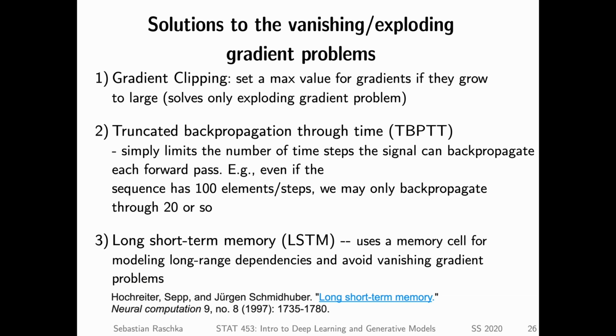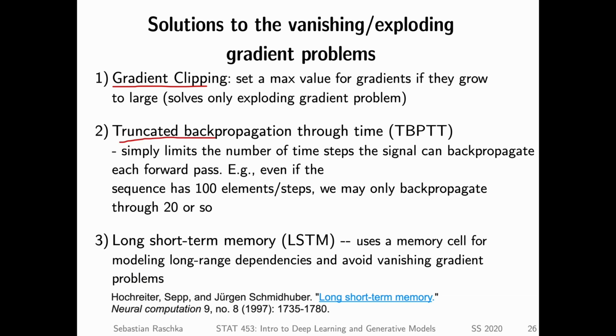So the first method would be gradient clipping. That simply means that we set a max value for the gradients, and if the gradients are larger than that, we just clip the gradients. We make them smaller by just setting a maximum threshold. So for example, you can say the gradients can never be greater than 1.1 or something like that. But again, this only addresses the exploding gradient problem. It doesn't really help us with the vanishing gradient problem that we mostly have in RNNs.